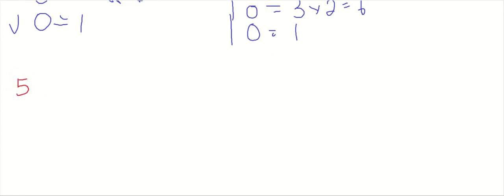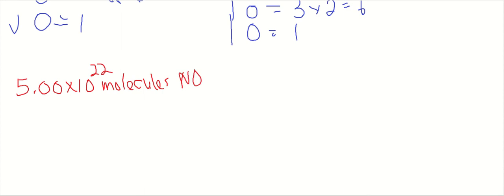All right, so start with the number given, 5.00 times 10 to the 22nd molecules of NO. Boy, it's a big word. First step, what is it? The first step in all or most stoichiometry problems is to convert to moles. And why is that? Let's take a moment and actually just keep going. All right, convert this to moles.